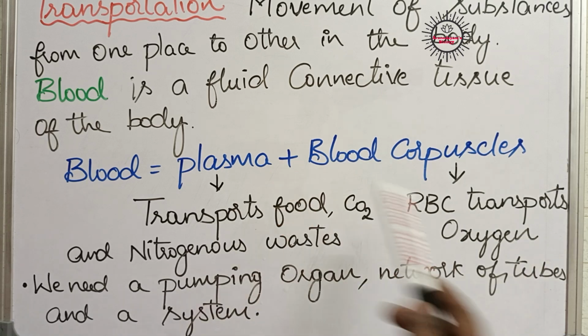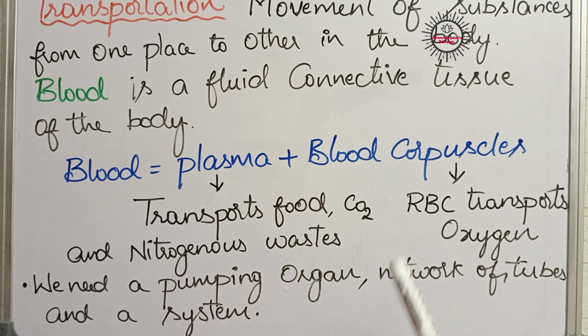Next, for all this function to take place, we need a pumping organ in our body. For the transportation of all these substances, we need blood, and along with blood, we need a pumping organ. That pumping organ in our body is the heart. And along with the heart, we need a network of tubes also, that means blood vessels, just like arteries, veins, and blood capillaries. There are three types of blood vessels present in our body, which we are going to learn later. So along with blood, we need one pumping organ, the heart, and a network of tubes called blood vessels. And we need a separate system, a circulatory system or transportation system, which will keep all these things in the form of a network.